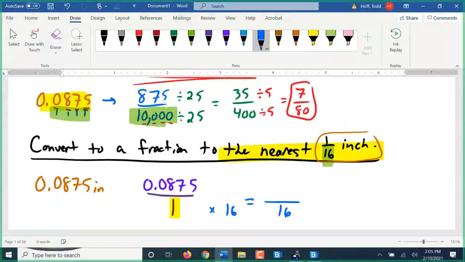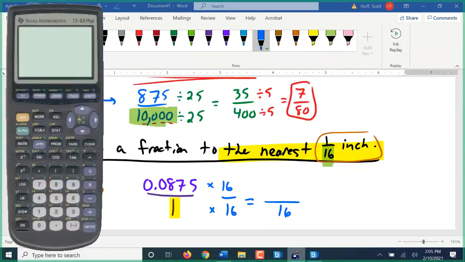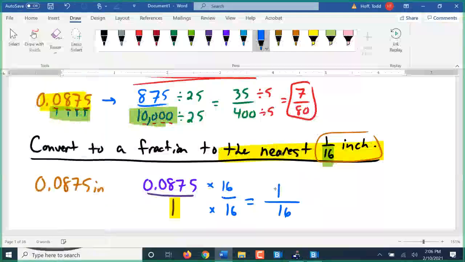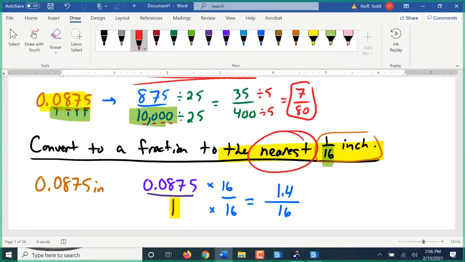We would now have 16ths as our denominator. But recall, if we multiply the bottom of a fraction, we must multiply the top of a fraction, the numerator, by the same amount. Take 0.0875 times 16, we get 1.4. So that converts to 1.4 sixteenths. Now we don't want 1.4 sixteenths. This says we want it to the nearest 16th.